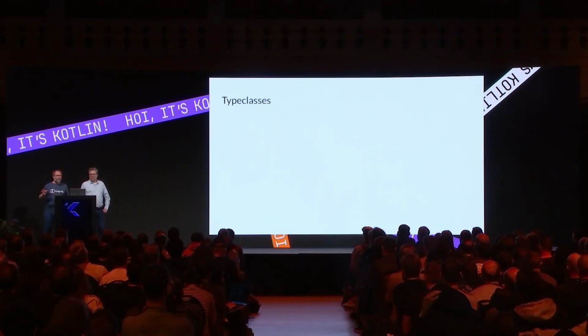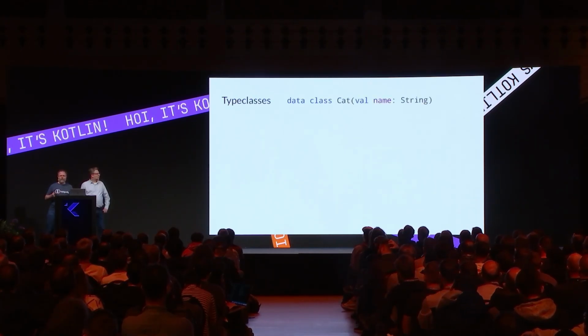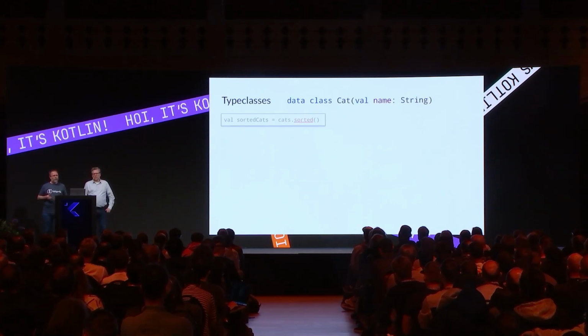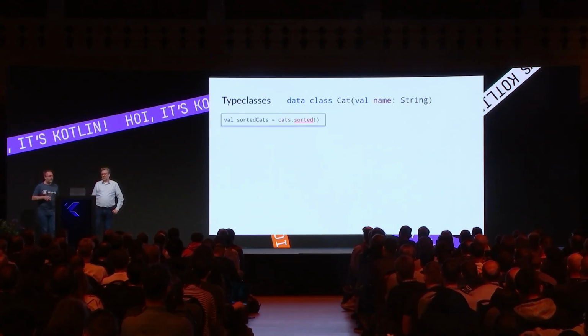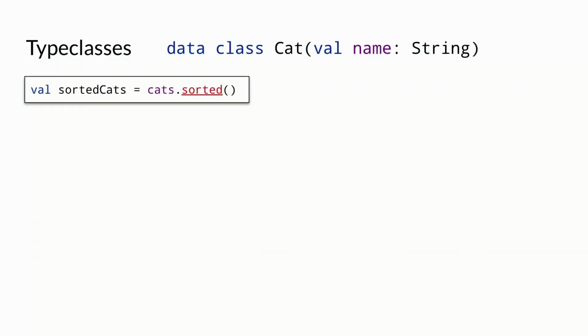Type classes allow programmers to add polymorphic operations to a type without changing the type declaration. So say we have a cat, and we want to sort a collection of cats. Now, this doesn't compile because Cat doesn't implement Comparable. Cats are incomparable. And we don't own the Cat type because nobody really owns cats. So we can't make the Cat implement Comparable. So how do we sort?